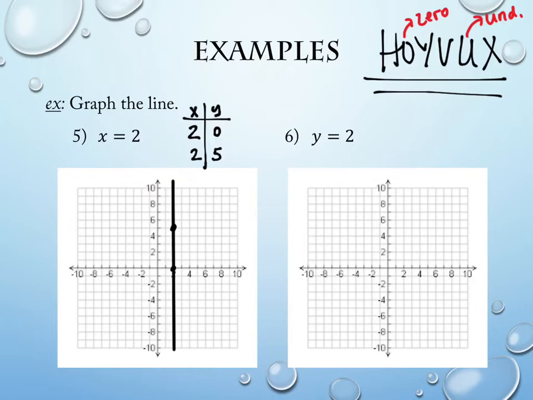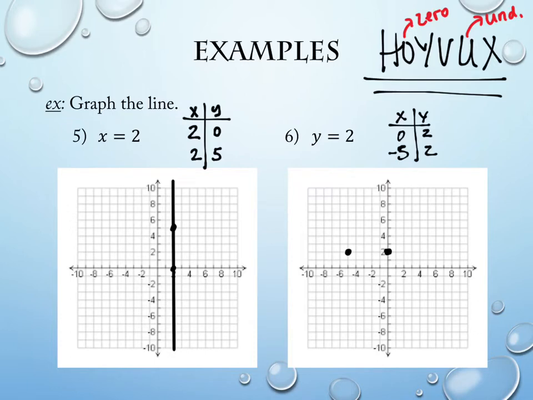And the same way, but flipped, we will get the graph for y equal to 2. So in this one, x can be anything and y is always 2. So you can pick random values you wish. So 0 and negative 5, let's say. So 0, 2 would actually be here. And then negative 5, 2 would be here.